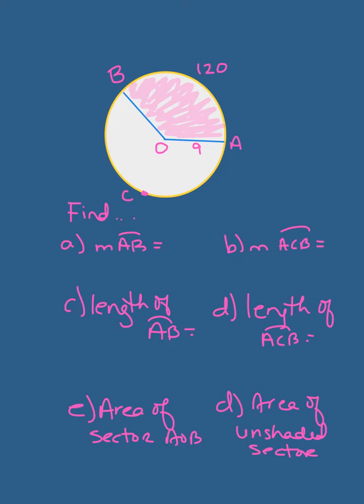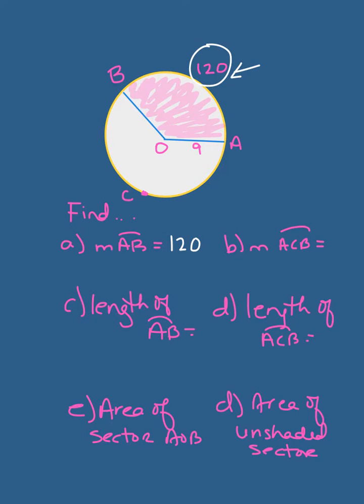In our next circle, we have a big diagram here. We have circle ABC. Arc AB is 120. The radius is 9, and we're going to find a few things. The measurement of arc AB, that's going to be 120, right? Because the central angle there is 120. We have the arc we're given is 120.